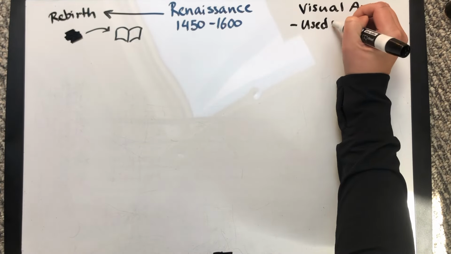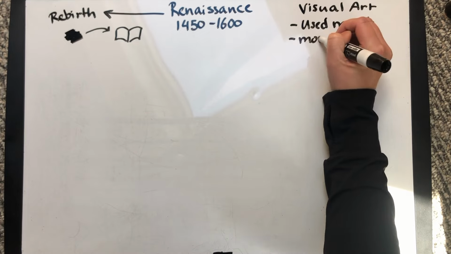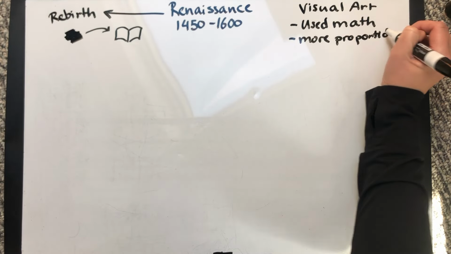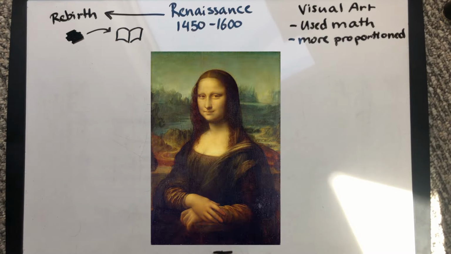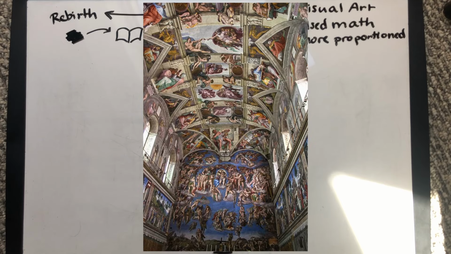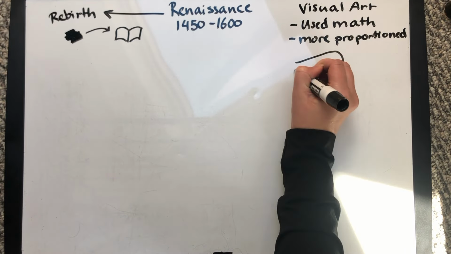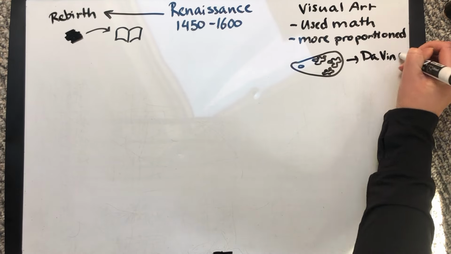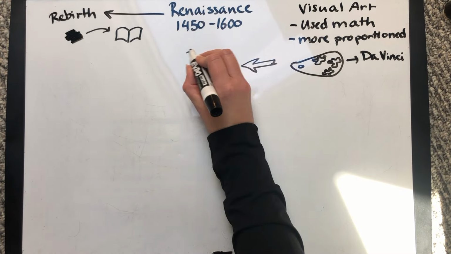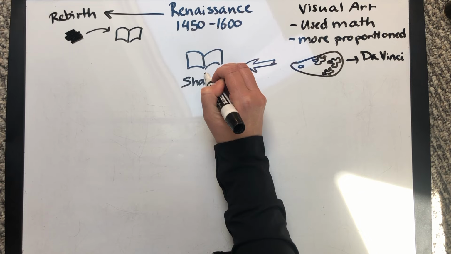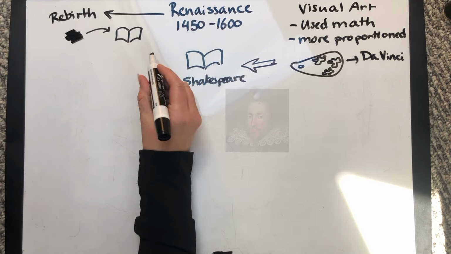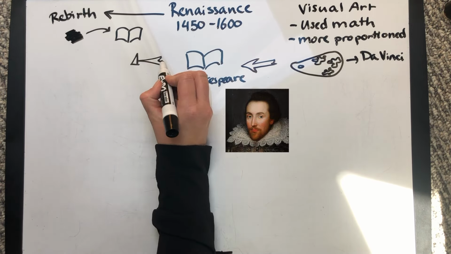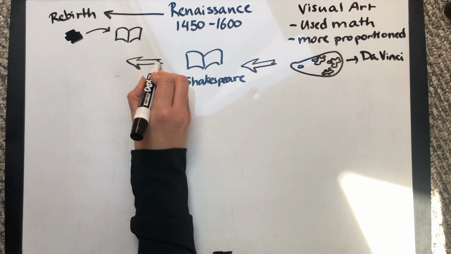Visual art at this time became more mathematical and more proportioned and just looked more lifelike. Two of the most famous examples are the Mona Lisa and the Sistine Chapel, both of which were painted in this era. While people like Leonardo da Vinci, the artist and inventor, heavily influenced the world of visual art, another art form was appearing on the scene, headed by a man named William Shakespeare, and that is the theater, which is one of my personal favorite forms of art.